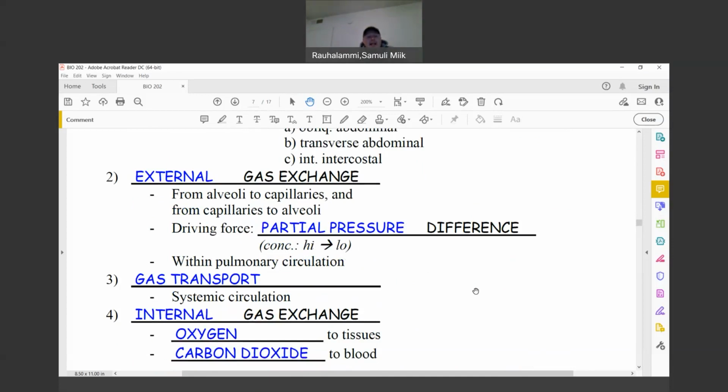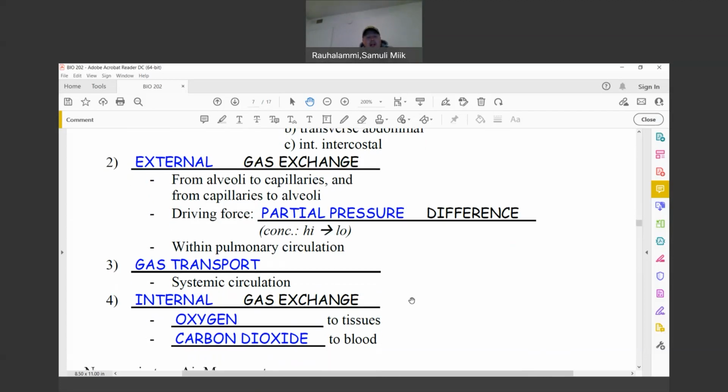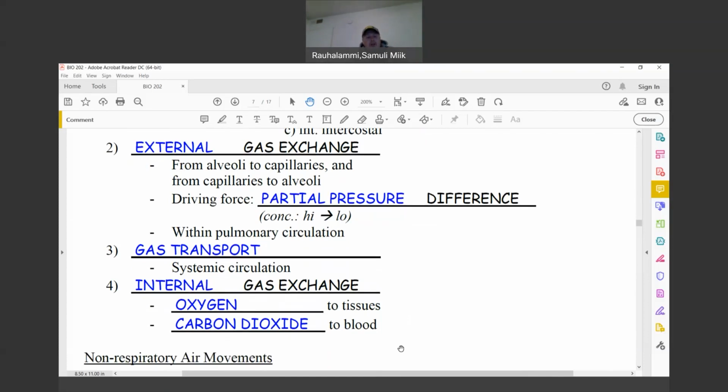And then the gases get transported within the systemic circulation. And once we reach the level of tissues in the systemic circulation, it's going to be our internal gas exchange that helps oxygen to move away from the systemic capillaries to the tissues, and from the tissues we move carbon dioxide to the systemic capillaries, the blood within those.